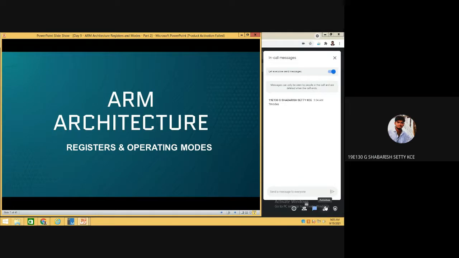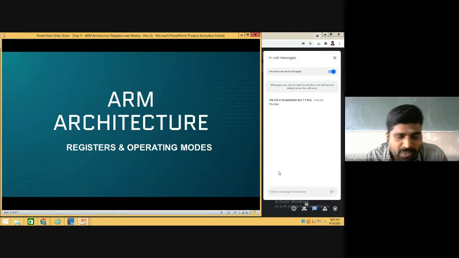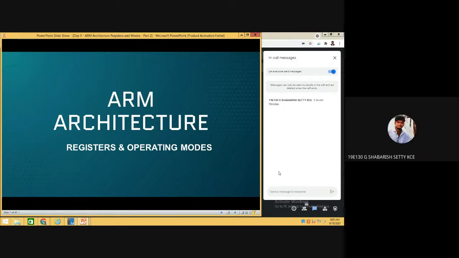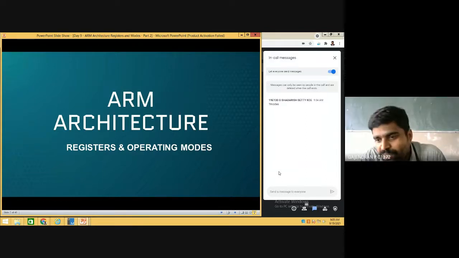Sir, the ARM operating modes. Okay, very good. User mode, fast interrupt request mode, interrupt request mode, supervisor mode, abort mode, system mode, and undefined mode. Okay, that is Abort, not abroad mode. Abort mode. Very good. There are 7 modes of operation. Thank you. Anyone else? Anything other than this?